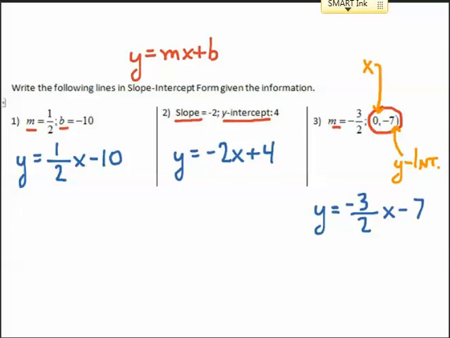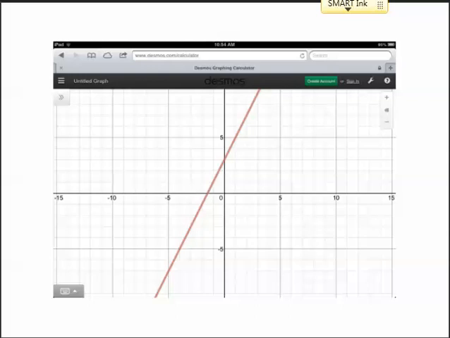Now let's look at some graphs. So we're going to handle graphs a little differently. We're still looking for the same things, but we're going to have to approach it a little bit differently. So the first thing that I would recommend doing is go ahead and highlight the y-intercept. So I'm going to go to my y-axis and I'm going to put a circle around that. So there's my y-intercept. Okay?